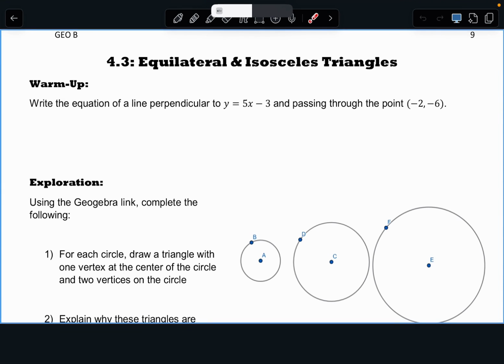I agree. But today, the entire lesson is about equilateral and isosceles triangles. So we're going to do the warm-up. We're going to review what those words mean. And then we're going to talk about 2 theorems, one for each of them.